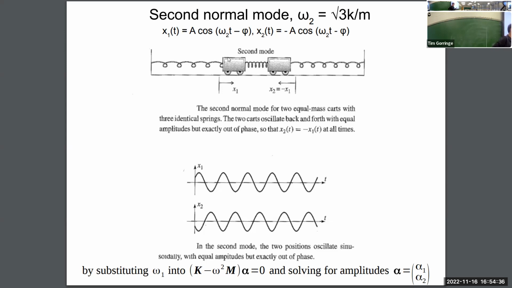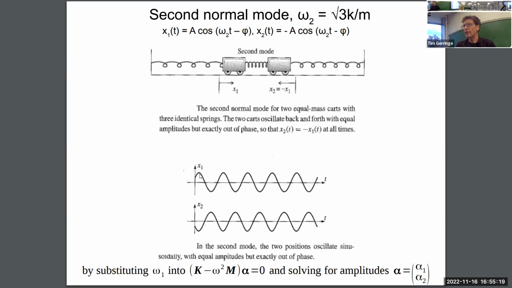That's at a frequency that is different from the first mode. It corresponds to the square root of 3 times the spring constant divided by the mass. So it has a different frequency. I've pictured this here. I displaced the left-hand mass towards the right by an amount x1, but I've displaced the right-hand mass towards the left by an amount x1. And then I've released them, and this plot down here shows the position of the left-hand mass and the right-hand mass as a function of time.